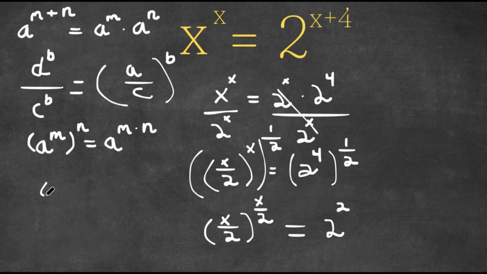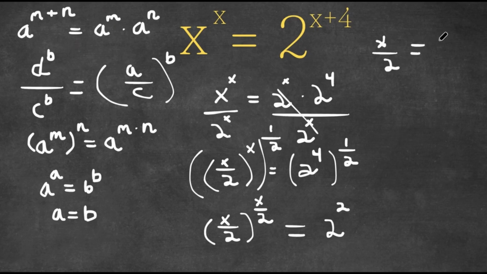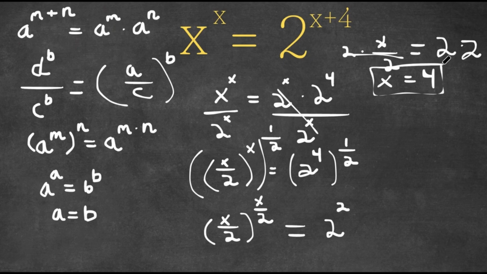Now if we have something in the form a to the power of a is equal to b to the power of b, then this means that a is equal to b. So this means that x over 2 is equal to 2. And I want to get rid of this, so I'm actually going to multiply both sides by 2. And I get, these two cancel out, x is equal to 2 times 2 is 4. So this is our answer.